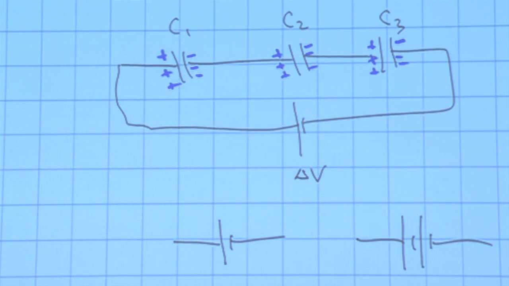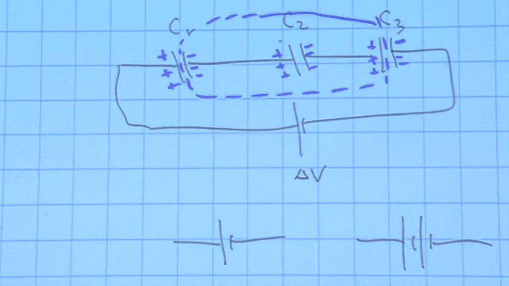But all of this stuff that's just a rearrangement internally. You can't get that back out. The total charge stored in this arrangement is just what's on the left plate of C1 and the right plate of C3. Everything internal there, you can't get that back out.